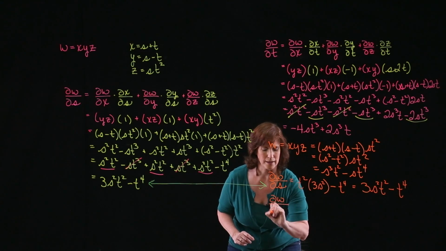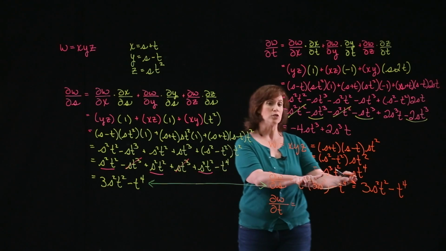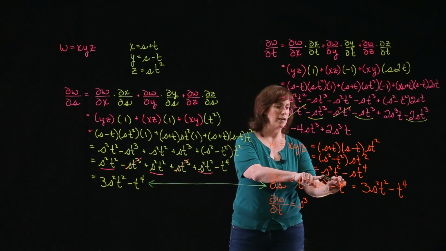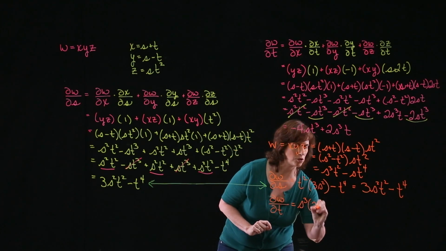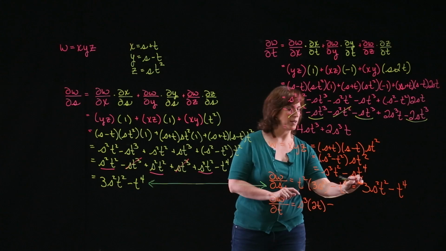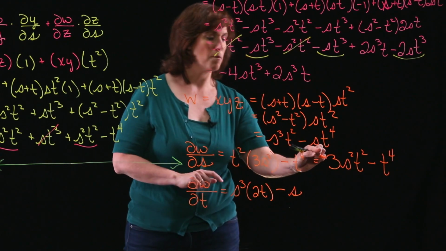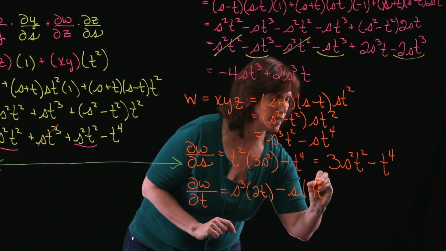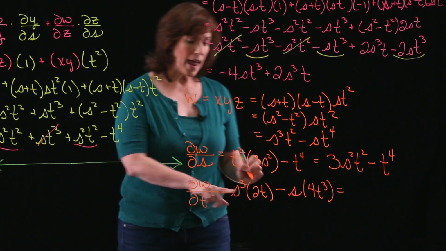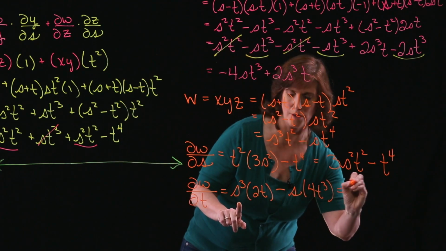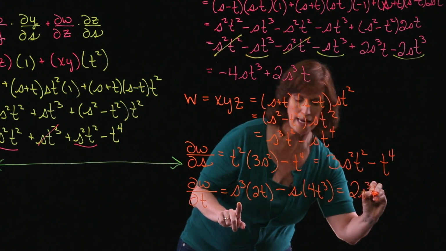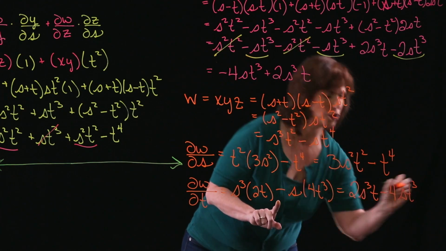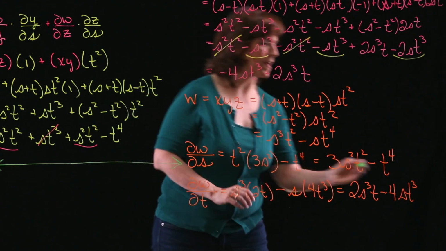Okay, let's try it for the partial with respect to t. So the partial with respect to t, this time I'm going to treat s like it's a constant. So I'll pull out that constant multiple of s cubed, differentiate t squared, that's 2t. Then again, I'm treating s as a constant, so I'll pull that constant multiple out and differentiate t to the fourth, which is going to be 4t cubed. And when I simplify this, I end up with 2s cubed t minus 4st cubed.